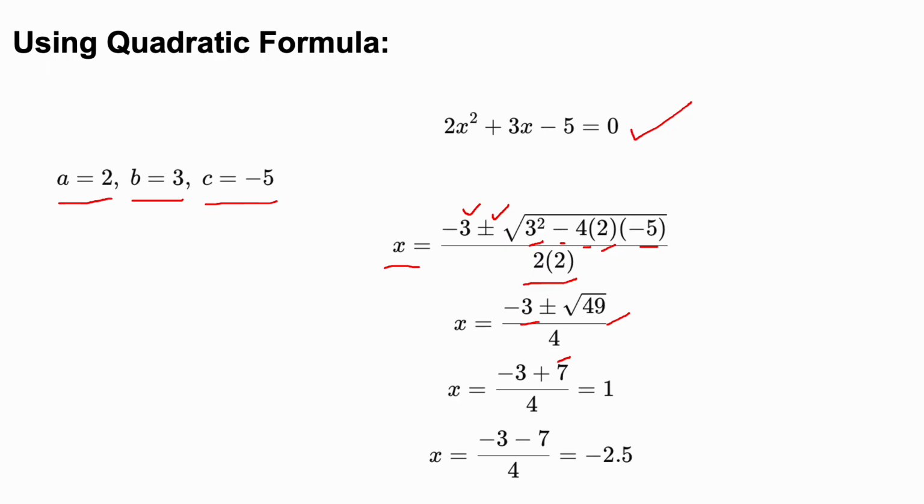When I simplify, I get x equal to minus 3 plus 7 divided by 4 equal to 1, and the second answer is minus 3 minus 7 divided by 4. So the answer comes as minus 2.5. So the roots of the quadratic equation which we are solving are 1 and minus 2.5.